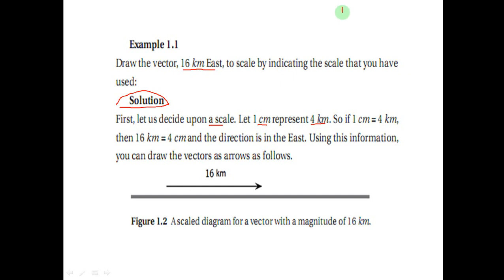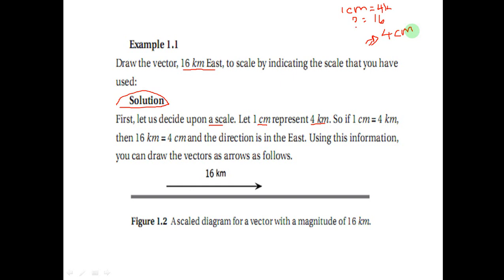So if 1 centimeter represents 4 kilometers, how many centimeters will represent 16 kilometers? So from here the 16 kilometers can be represented by 4 centimeters. So if we draw a 4 centimeter length arrow, it can represent actually 16 kilometers.